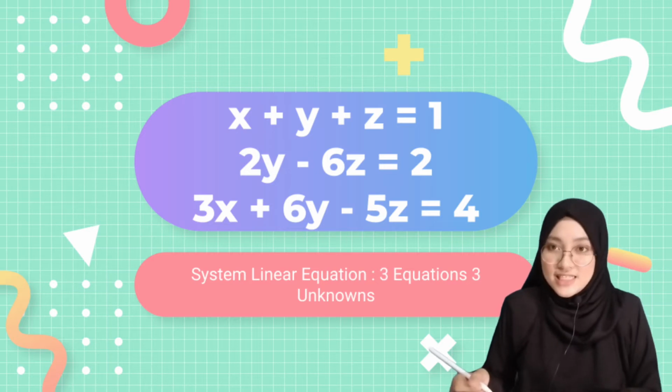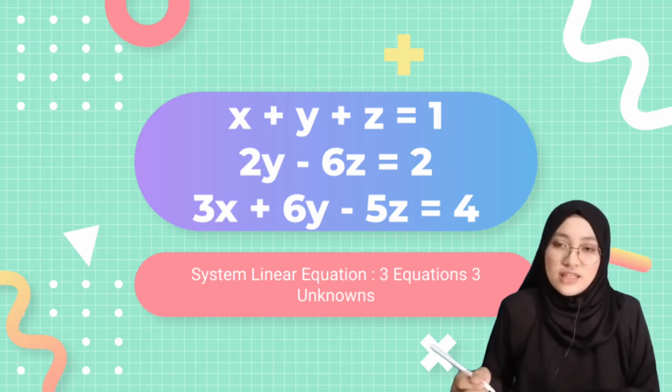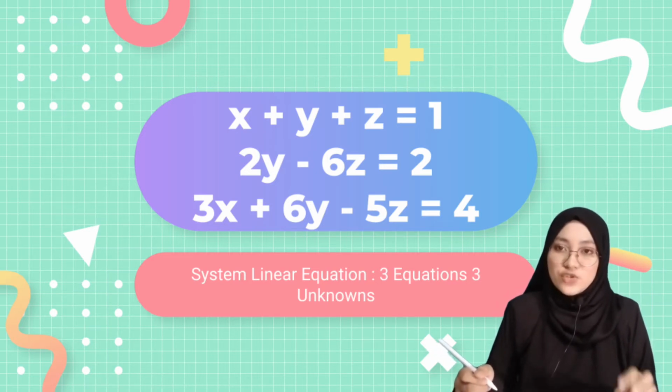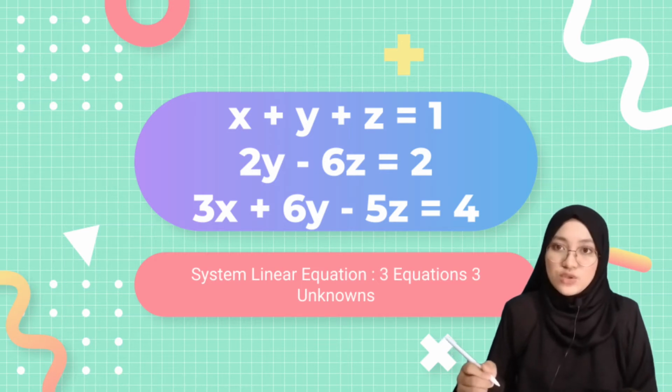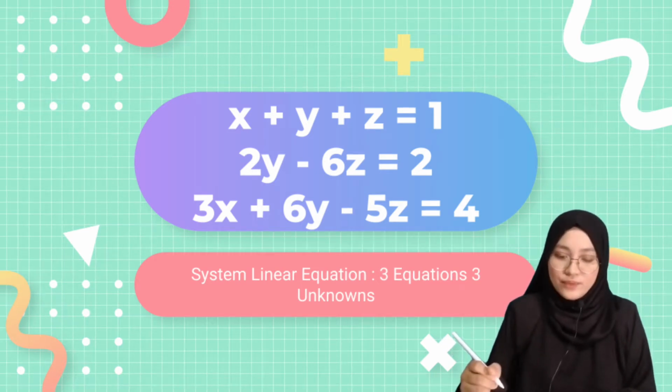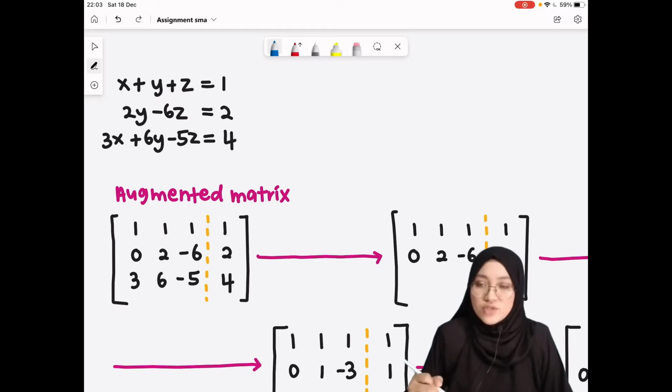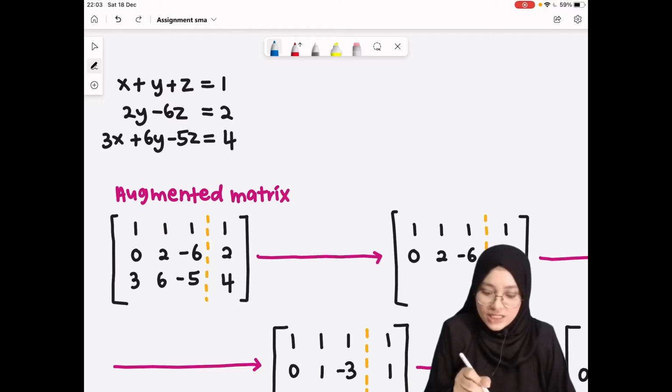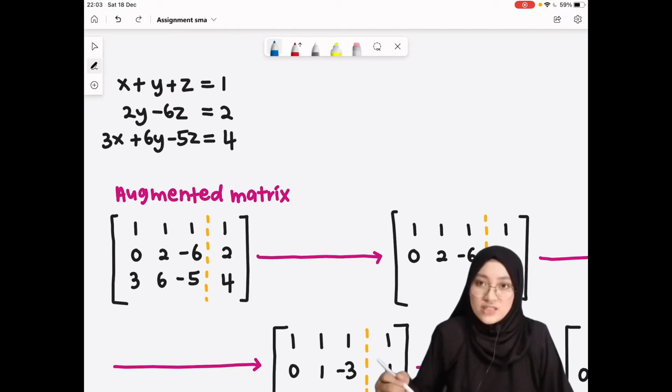As you can see here, this is the equation that I chose, which has three equations and three unknowns. The unknowns are x, y, and z. To solve this equation by using Gauss-Jordan elimination method, the first step that we need to do is to write this equation into augmented matrix.